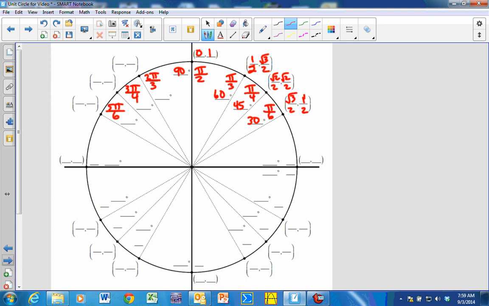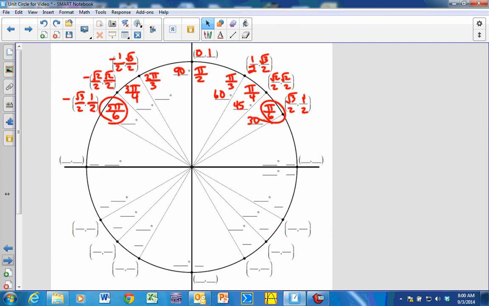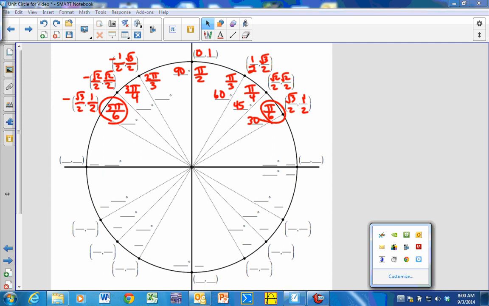So your coordinates for 2 pi over 3 are just negative 1/2, square root of 3 over 2, because they're the same as the pi over 3, except your x is negative over here. And then you'll have negative square root of 2 over 2, square root of 2 over 2, and then you'll have negative square root of 3 over 2, positive 1/2, because again, you're at a pi over 6, just like this one. So you can go ahead and fill in more of that, but we will finish that in class. And so that's it for this video for the unit circle, and we will do more in class.